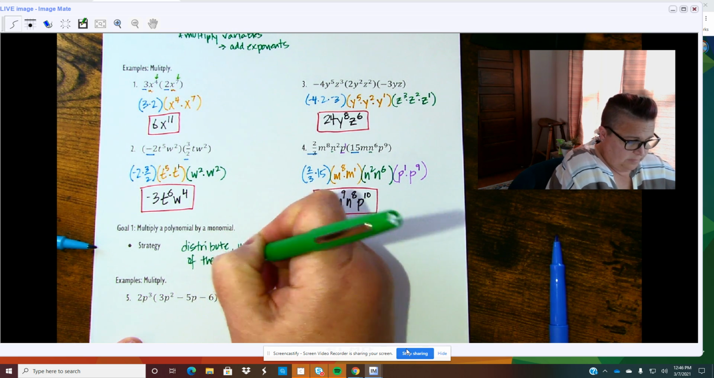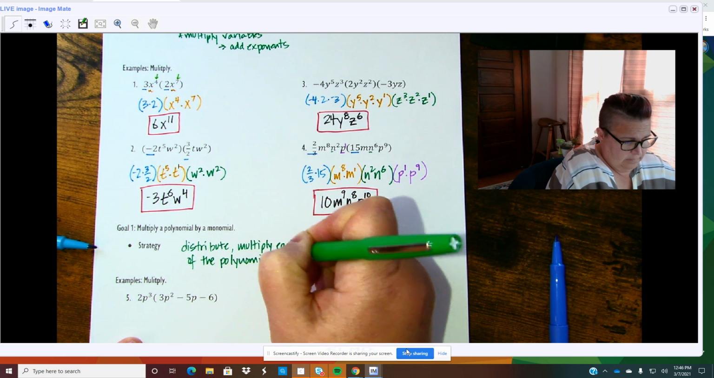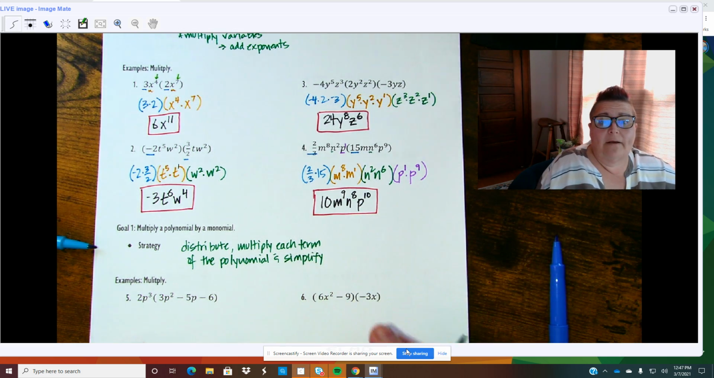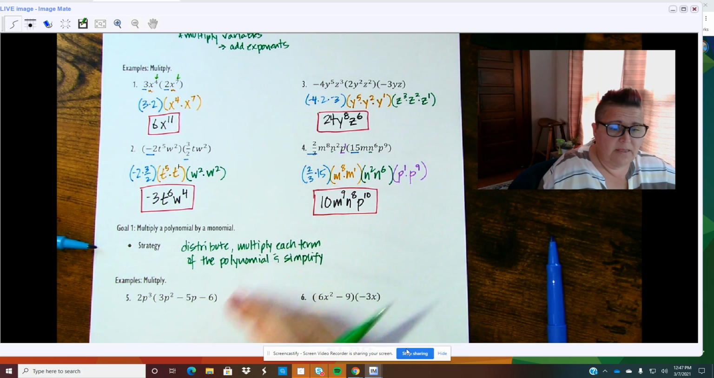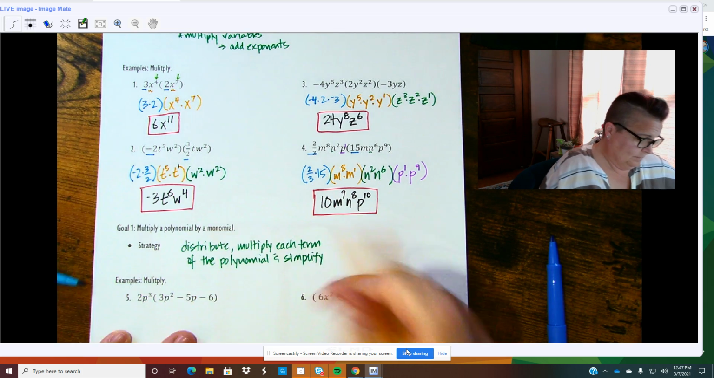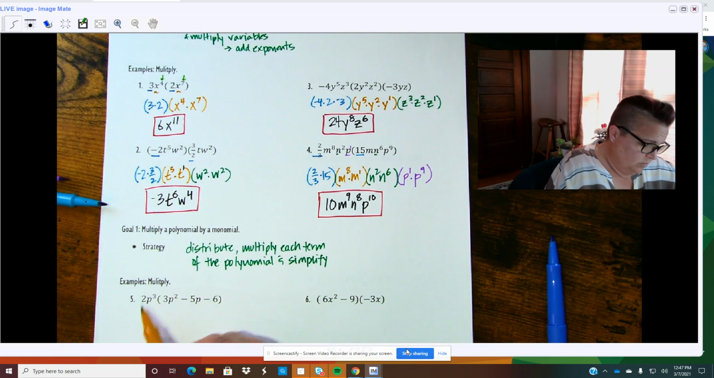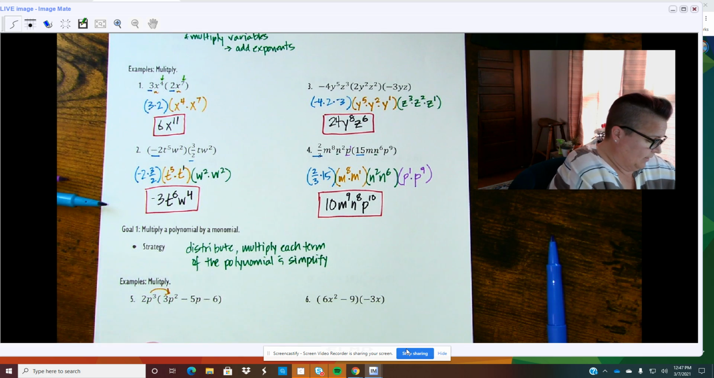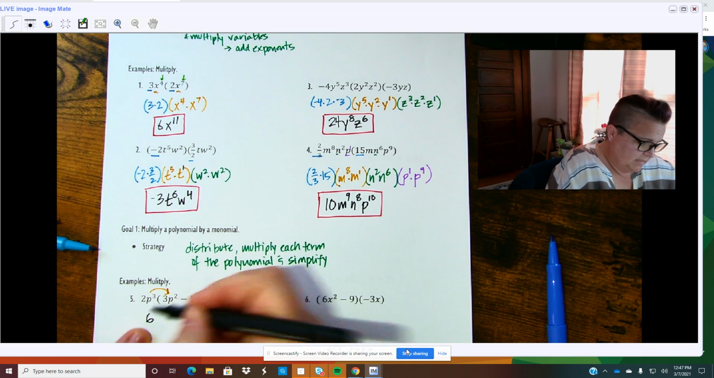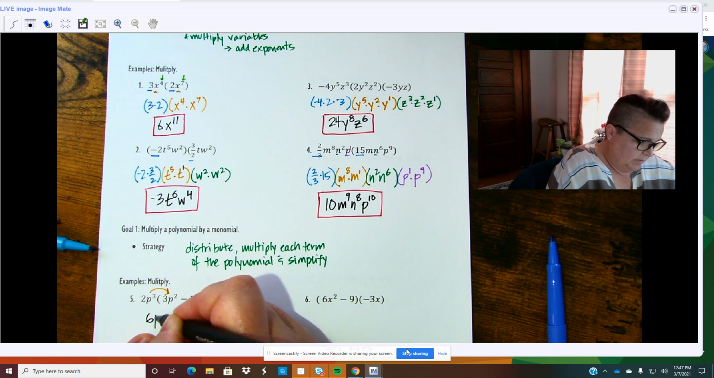And then we're going to simplify. Now, if you've practiced enough with this part, it will go much faster. So, here we go. I've got a 2p cubed times a 3p squared. Coefficients would be 2 times 3, which is 6. P to the third plus 2 would be p to the 5th.